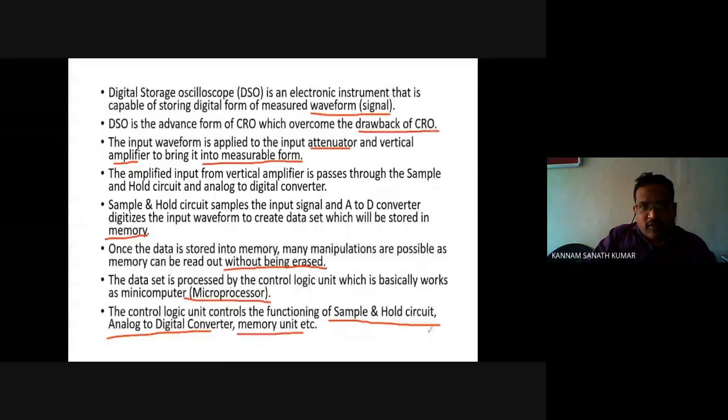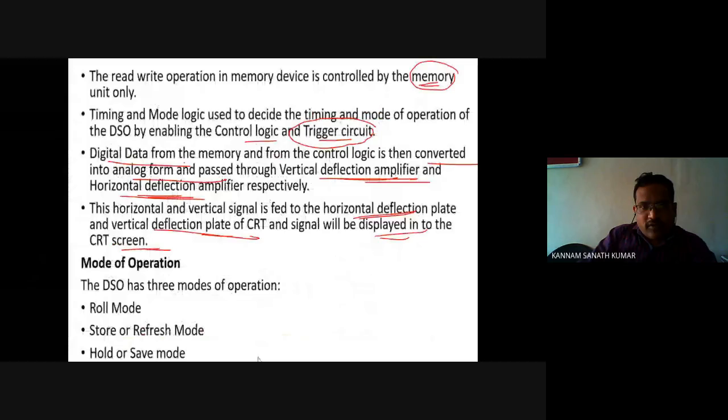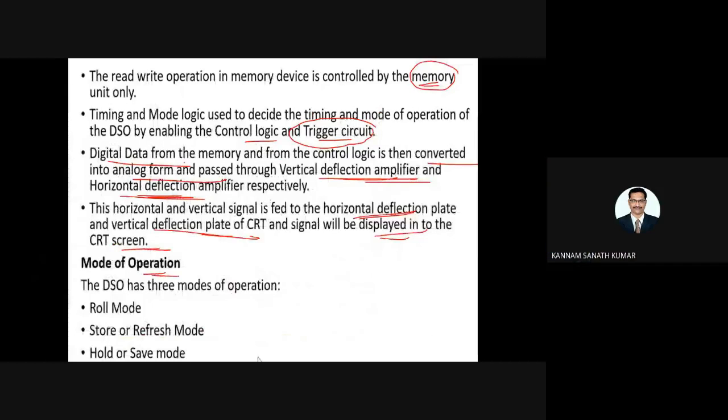Coming to the modes of operation, the DSO, digital storage oscilloscope, will be operated in three modes of operation. One is roll mode, the next one is store or refresh mode, and the next one is hold or save mode. We'll see these three modes one by one.